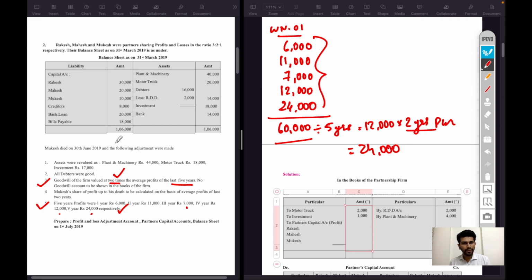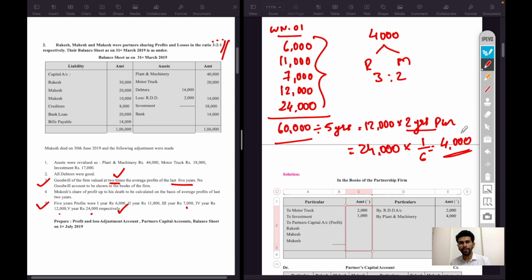And now we will calculate the share of Mukesh. So multiply by 1 by 6, that is 3 plus 2 plus 1. So 24,000 multiplied by 1 by 6. 4,000 rupees will be goodwill of Mukesh. Now these 4,000 rupees will be distributed among Rakesh and Mahesh in their ratio 3:2.